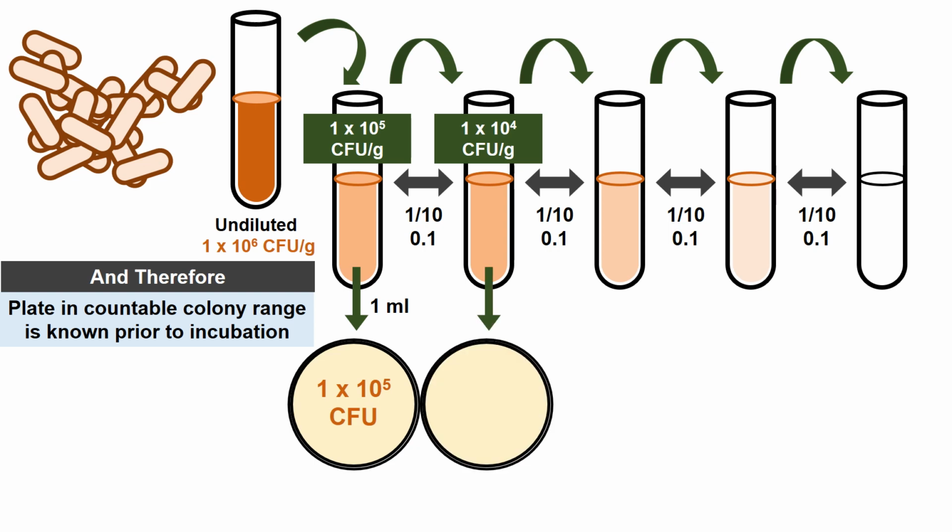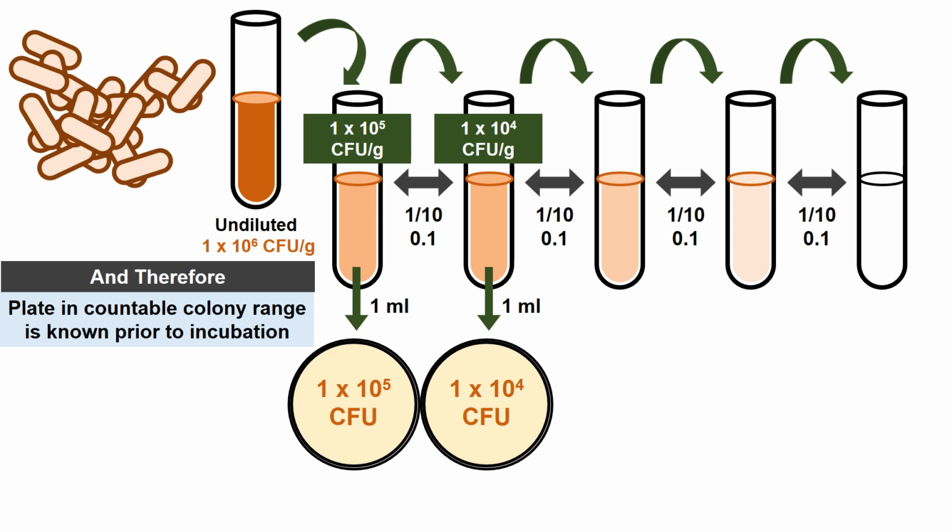We're going to do the same thing. We're going to plate 1 mil. The question is, how many CFUs are in that 1 mil? What's the amount of CFUs in that 1 mil? Well, we know that the concentration is 1 times 10 to the 4th CFU per mil. So 1 times 10 to the 4th CFU per mil times 1 mil is 1 times 10 to the 4th CFU, or 10,000 colony forming units.